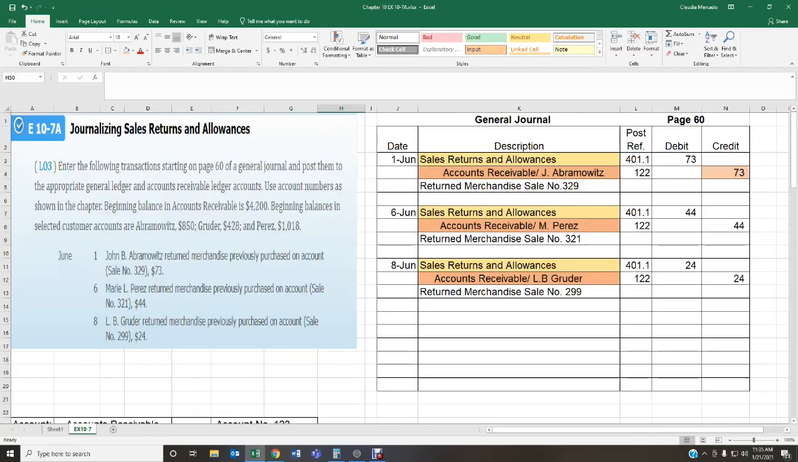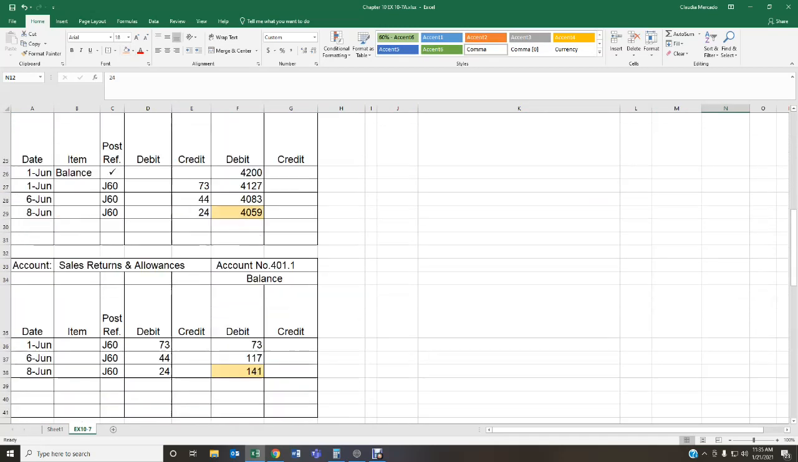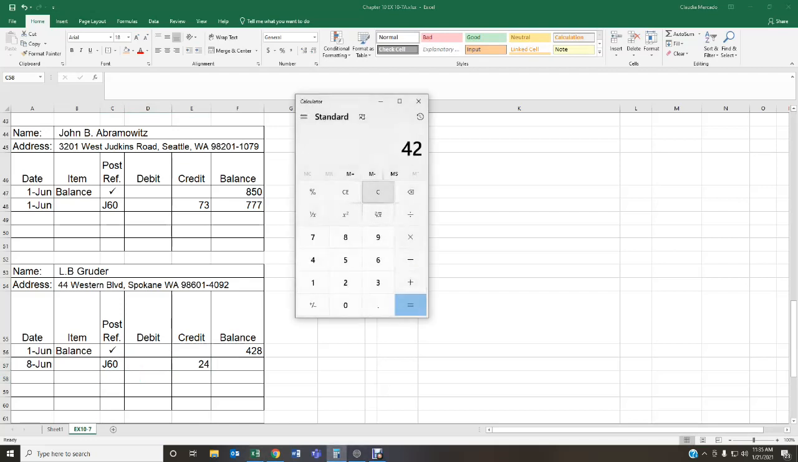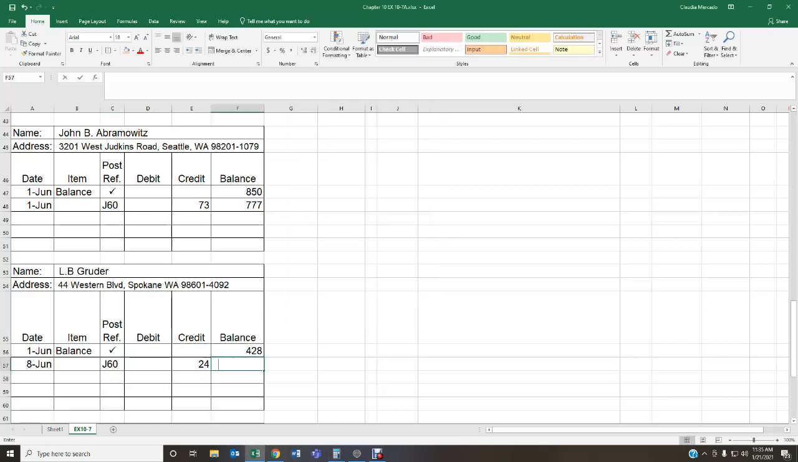Now we're going to go and find Gruder. Gruder returned $24 on the 8th. Okay. So Gruder on the 8th returned $24. Okay. This is coming from Journal 60, and it's also a credit. So it's on the credit column. And we're going to go ahead and deduct. So Gruder used to owe me $428. Gruder returned $24. That means that Gruder now owes me $404.